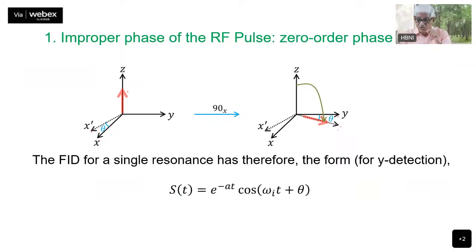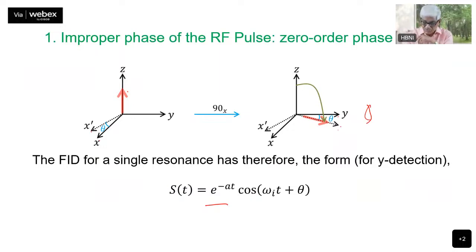So let us say, now, what will be the component of the signal? Suppose my detector is kept here. So what is the component of the signal along the y-axis? For the component of the signal on the y-axis, you add the theta here: omega t plus theta. The additional phase is added to the signal. And then of course it will decay as e to the minus at. So the signal will be e to the minus at cosine omega t plus theta.